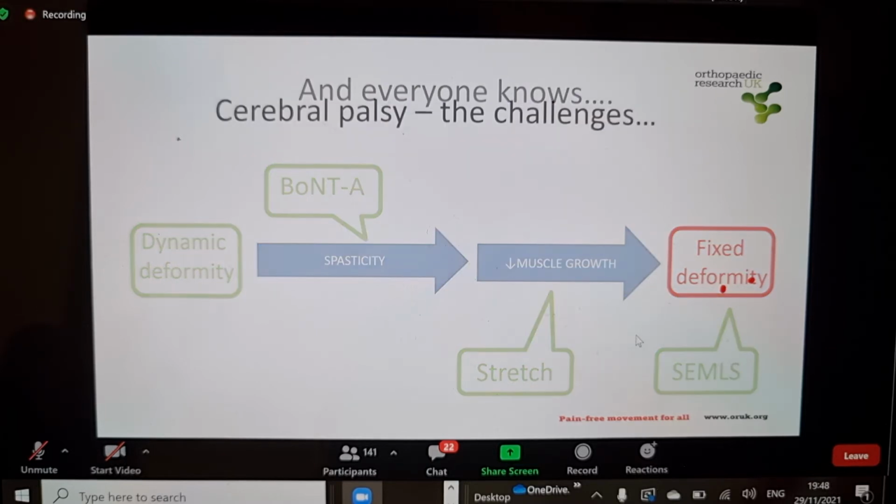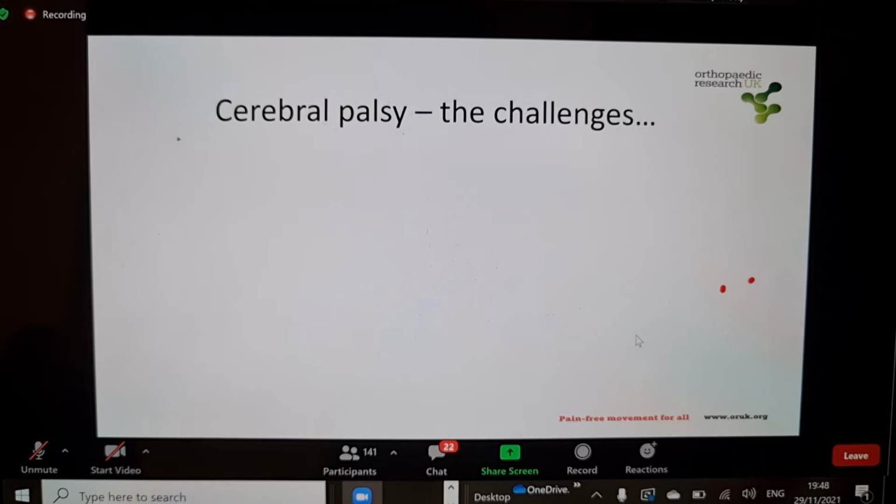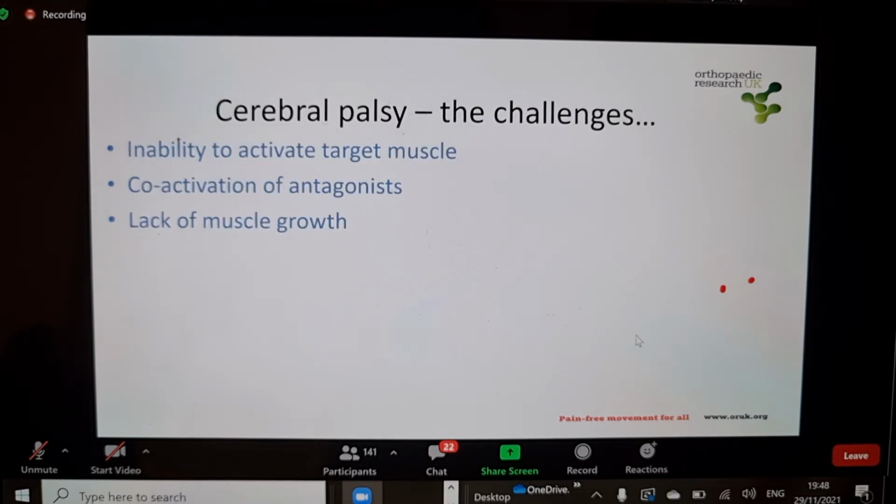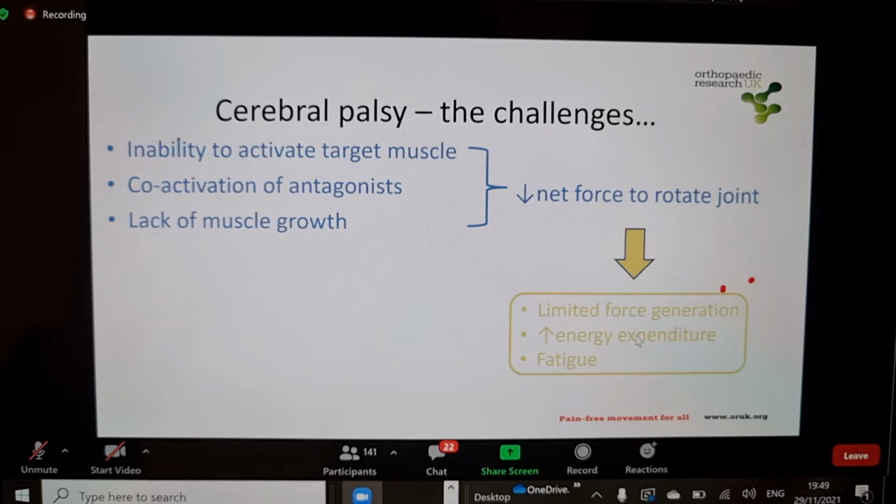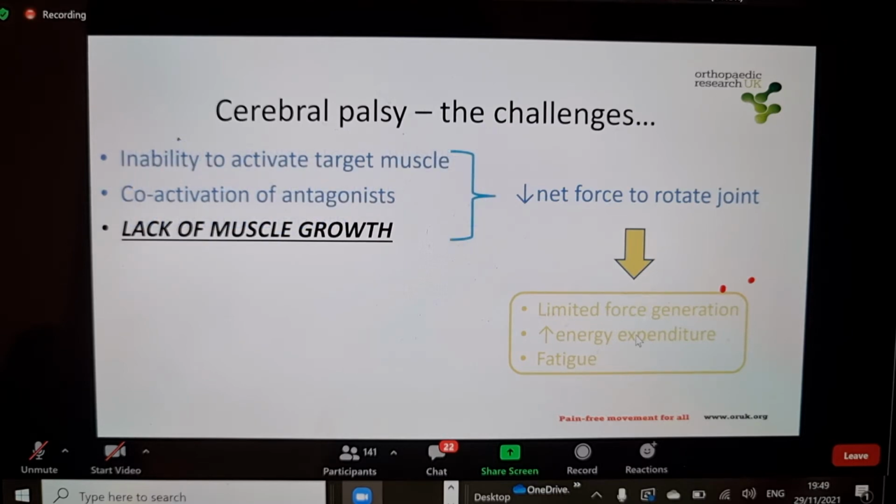But there are some problems. We have learned quite a bit over the last 4 weeks about cerebral palsy, and one of the things is the complexity of what these ambulant children are facing. They're not just facing a problem with muscle growth and tone. They're facing a problem that they can't actually tell which muscles to move. And when they do tell those muscles to move, they often fire a whole lot of other inappropriate muscles as well. But there's a massive problem with muscle growth and muscle strength. So all of these three things together mean that you have a limited ability to rotate a joint, which means that you fatigue easily and you can't generate force. So the muscle growth is the important thing.